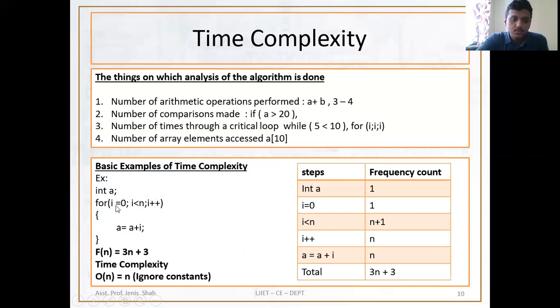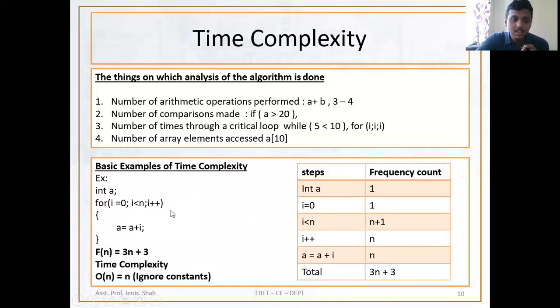Now in the for loop, i equal to 0 is initialized how many times? Only one time. So for i equal to 0, the frequency count is 1. Now i less than n, that means i less than 5, i less than 3, i less than n. This condition will be executed how many times?